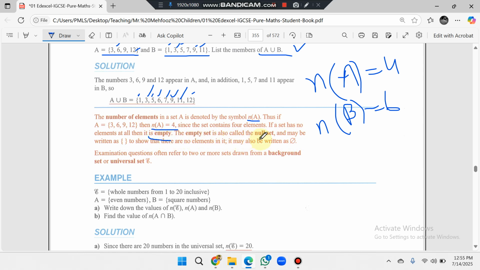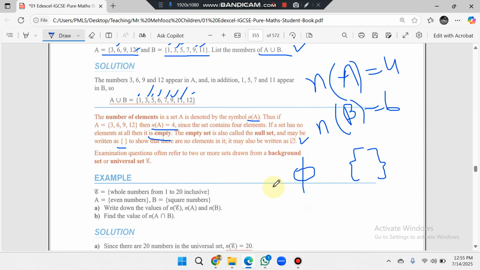If a set has no element at all, then it is called the empty set. The empty set is also called the null set and may be written as simple empty brackets, this one, right? The empty set is also a set which does not have any element. To show that there is no element in it, we can also write the empty set as this symbol, phi.